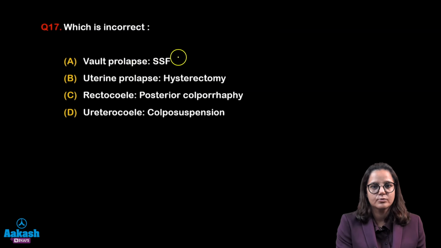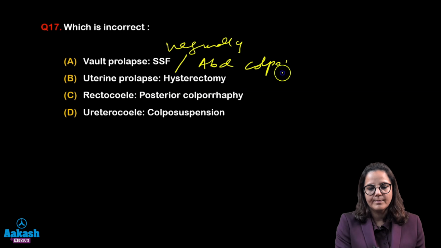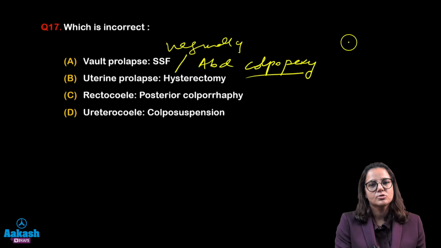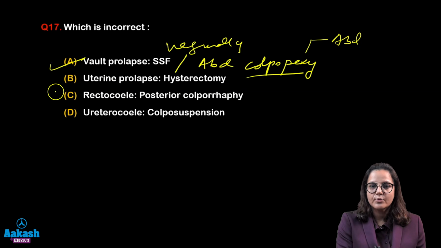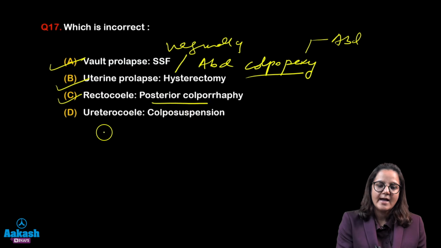Which is incorrect? So vault prolapse, two things are done. Sacrospinous fixation is done vaginally. And there is another operation which is abdominal colpopexy. This is also done, but this is an abdominal procedure. So this is correct. For uterine prolapse, hysterectomy can be done. Rectocele, there is posterior colporrhaphy, and it is very easy.